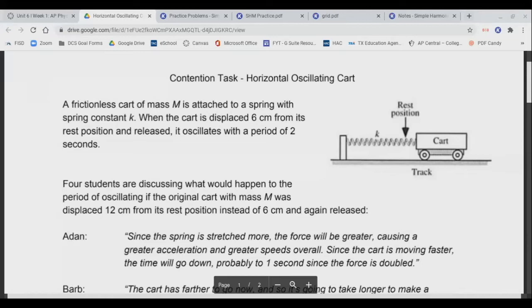Okay, I'm glad you're in my class now. That's the amplitude, right? That's how far you're displacing it from equilibrium. Okay, that's the amplitude. And as it moves back and forth, your period is 2 seconds.